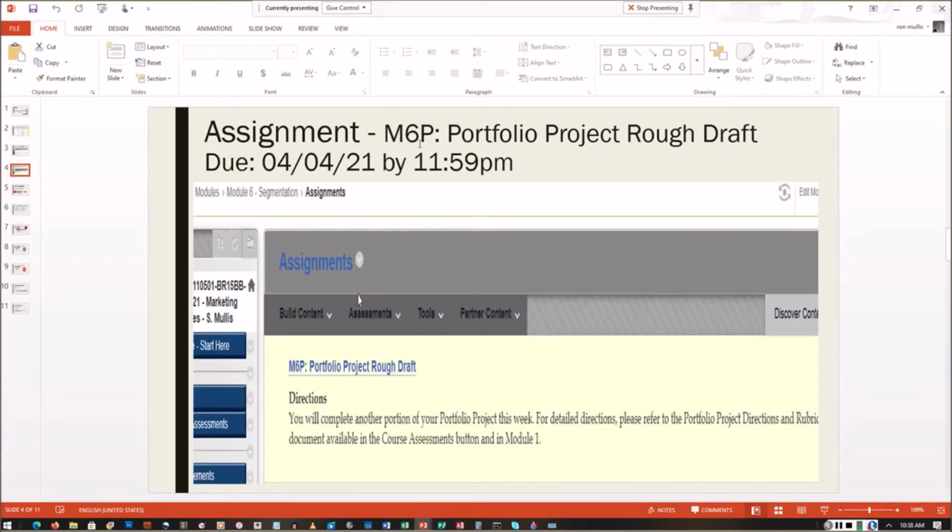As far as the Module 6 project, the rough draft, again, that's located in Blackboard for this class. You go to Modules, Module 6, Segmentation, Assignments, and you'll see it listed here. And again, look at the portfolio project directions for Module 1 for the assignment directions for this. Any questions?